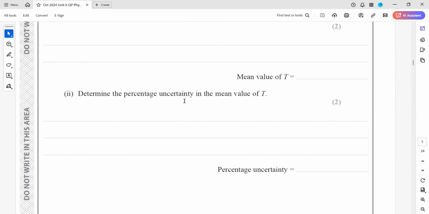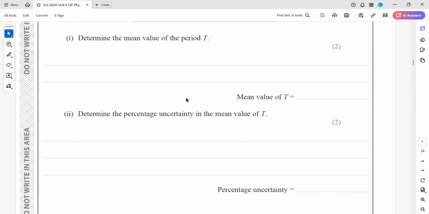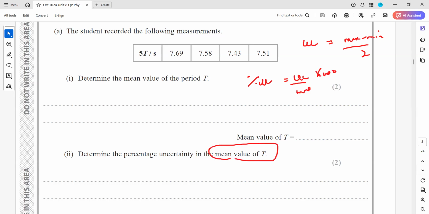Determine the percentage uncertainty in the mean value. How do we determine it for a group of data? For a group of data, what is the formula for uncertainty? First, uncertainty is maximum minus minimum divided by 2. And how do we get the percentage uncertainty? Percentage uncertainty is uncertainty divided by mean, times 100. And we need it in the value of T. So how could it be done? The percentage uncertainty in 5T is the same as the percentage uncertainty in 1T.